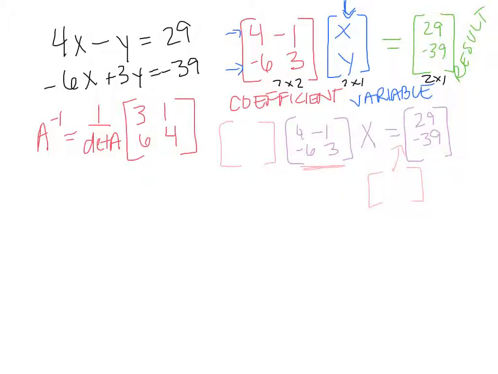So the determinant of our coefficient matrix can be found by doing 4 times 3 minus negative 6 times negative 1. So it is 6. So when we're finding the inverse, what we're going to have to do is 1 over 6 times the mixed up matrix.